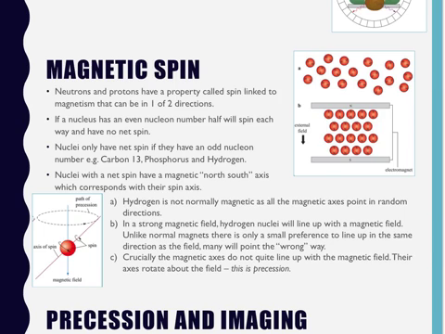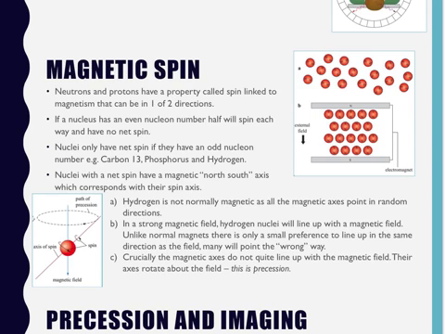Magnetic spin. Neutrons and protons have a property called spin, linked to magnetism that can be in one of 2 directions. If a nucleus has an even nuclear number, half will spin each way and have no net spin. Nuclei only have net spin if they have an odd nuclear number, for example, carbon-13, phosphorus and hydrogen. Nuclei with a net spin have a magnetic north-south axis, which corresponds with their spin axis.